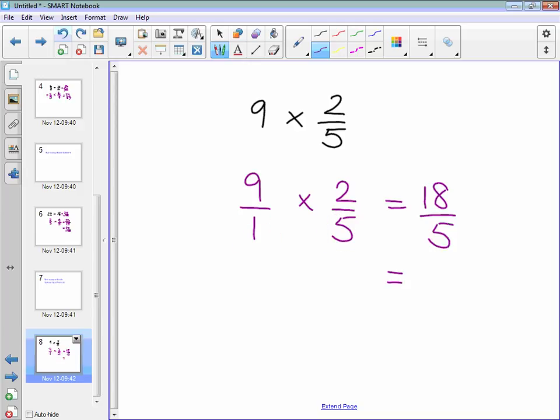Again, this is an improper fraction, so I'm going to convert it into a mixed number. How many 5s in 18? There's 3. My remainder is 3, and that goes in a fraction over the number I'm dividing by, the 5. So 9 times by 2/5 is 3 3/5.